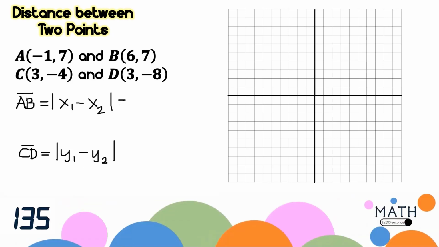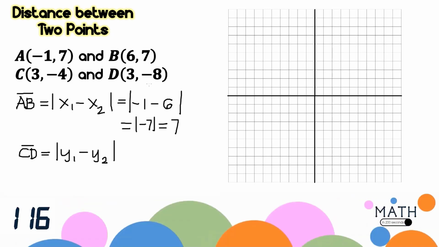Let's try AB. So again, this is what happens because we have the same y coordinate. Now we are going to subtract the x coordinates, -1 and then minus 6. This will give us a result of absolute value of -7, which will result to 7.